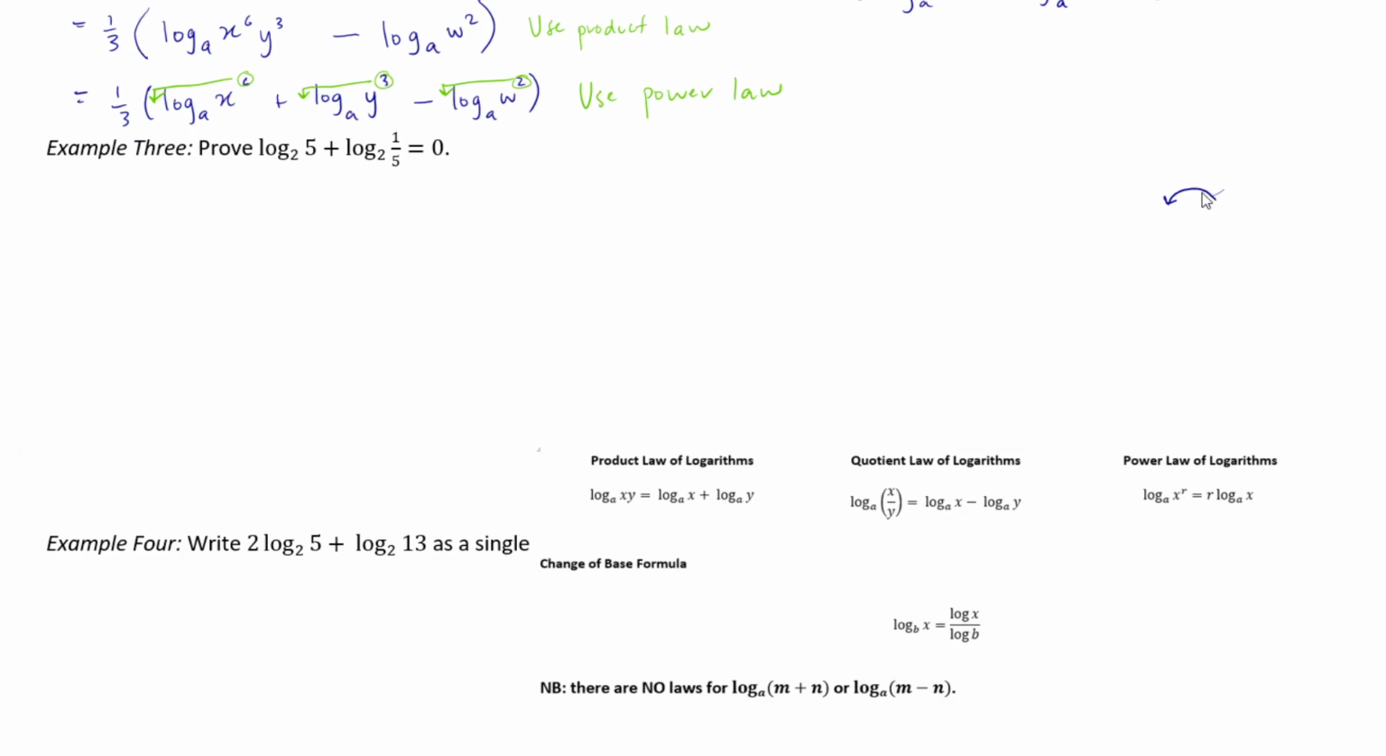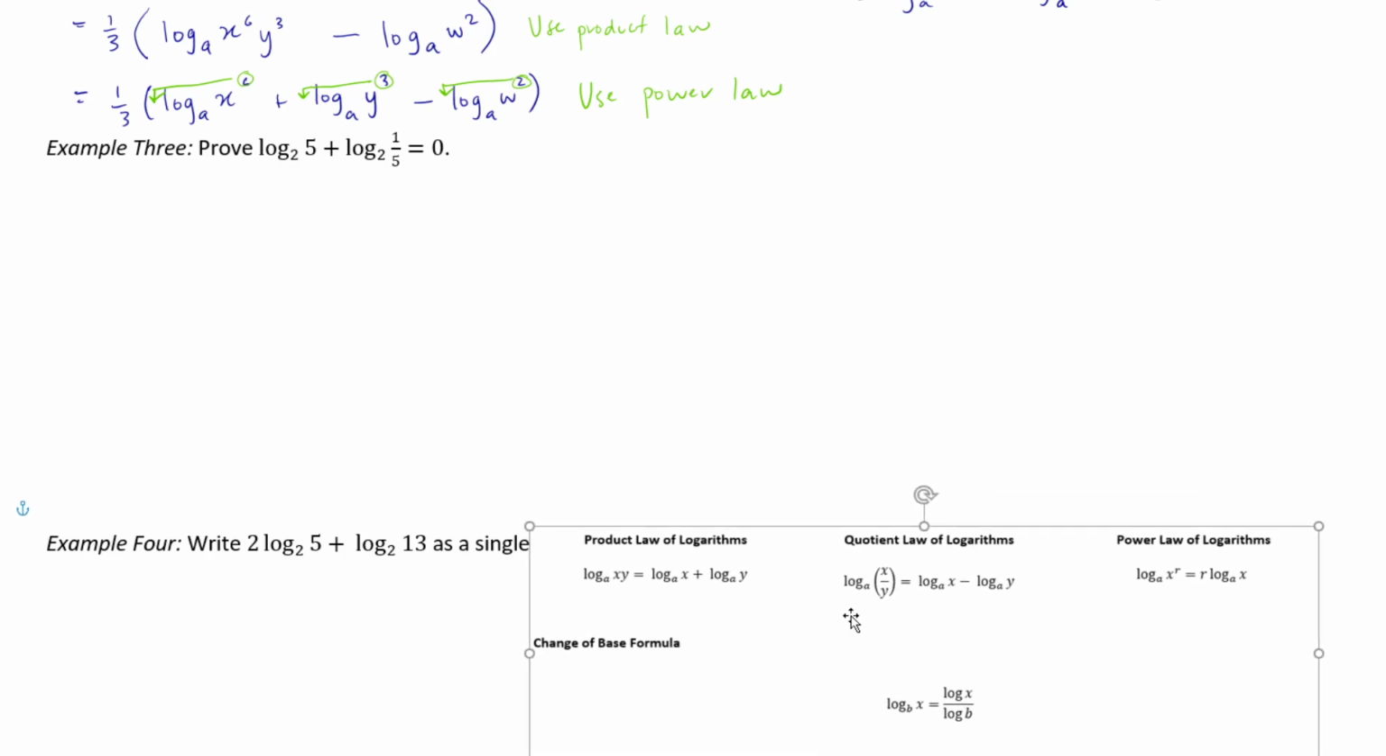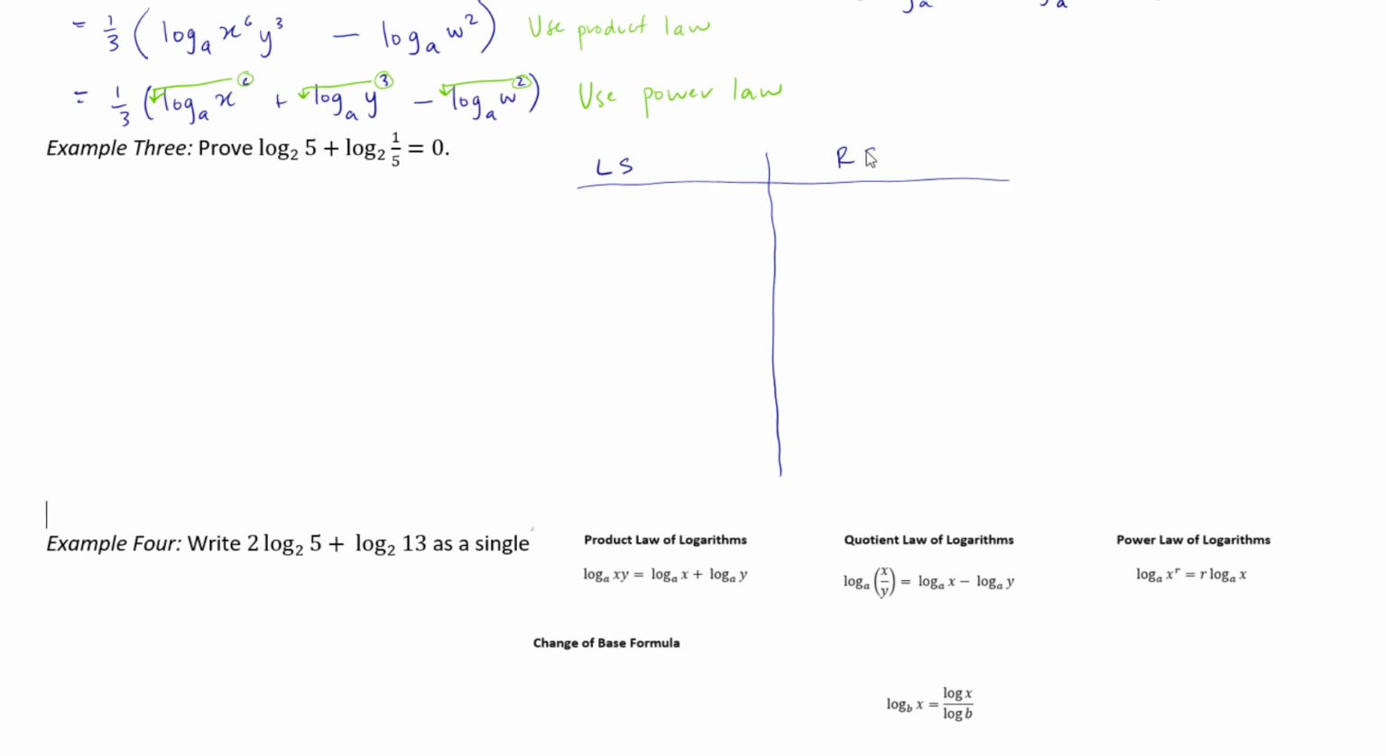Okay, so this next question says, prove that log 5 base 2 plus log 1 over 5 base 2 is equal to 0. So when we have proofs, we have to break that up into a left side and right side. Every time we have a proof, we have to separate the left side of the equation and the right side, and show that the left side is equal to the right side. So I'm going to write over here left side, and I do basically like a T-chart here, and I use right side.